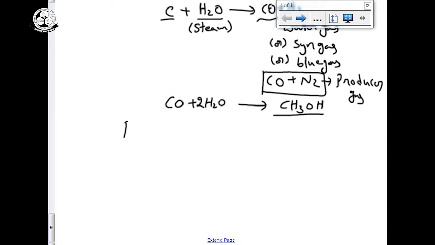Now, properties. These are the 5 methods of preparation we have: 4 are laboratory methods and 1 is the commercial method of preparation.